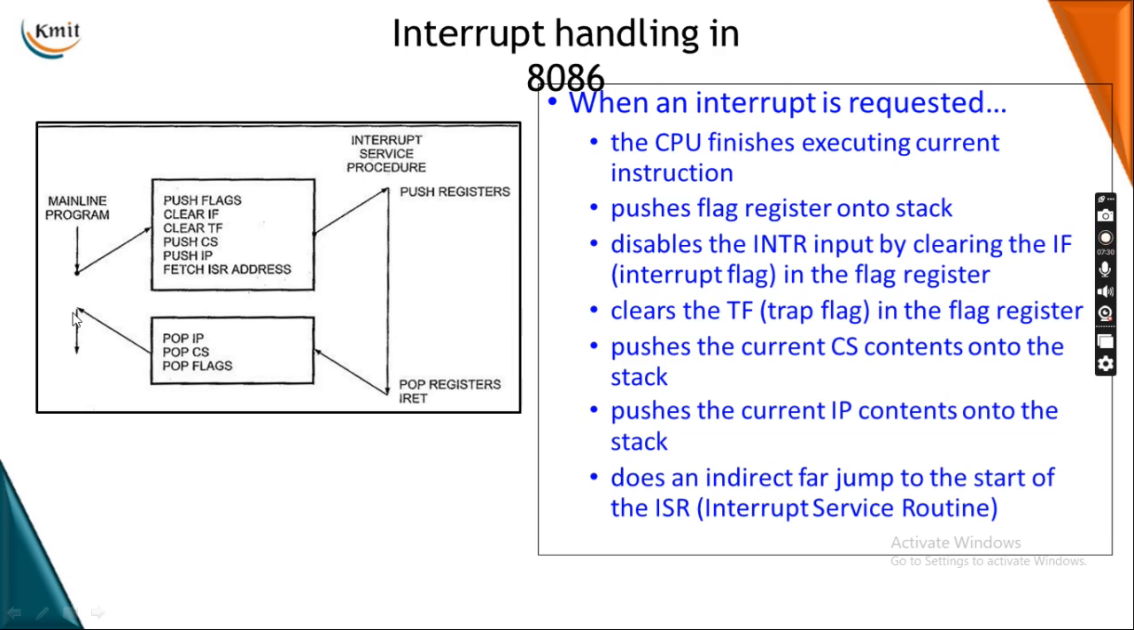So in this manner, when an interrupt occurs, it stops the current execution, pushes the flags, clears the flags, pushes the content of CS and the IP address, and fetches the ISR address. Once executing is done, after completing the interrupt, it comes back by popping IP, popping CS, and popping the flags, then returns to the actual program execution. This is how interrupts are handled in 8086. Clear?